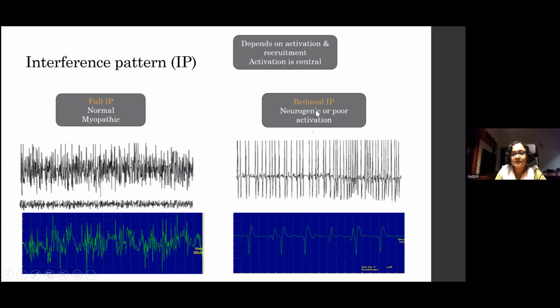Reduced interference pattern could be due to poor activation. Poor activation is fine. That's a central problem. So the interference pattern is reduced in that, as well as in neurogenic disorders. So in neurogenic disorders, you also see reduced recruitment. So you see reduced interference pattern with reduced recruitment in neurogenic disorders or denervation. And you see just reduced interference pattern with normal recruitment in poor activation, which could be due to poor patient cooperation or due to upper motor neuron lesions.